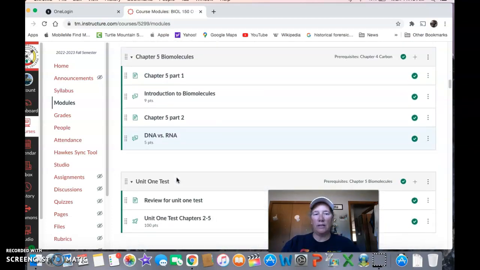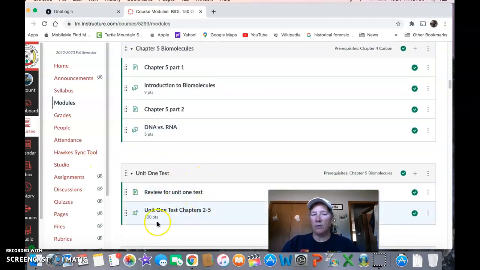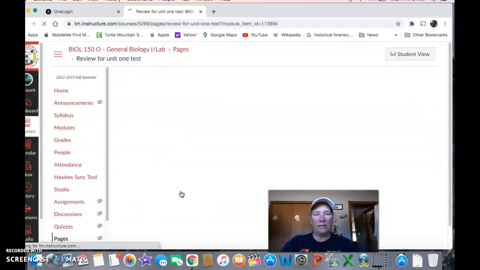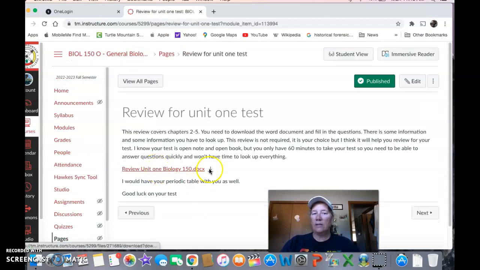And then when you get done, like here, the first unit test is the first few chapters. There will be a review sheet in here. It's not something you have to do. It's there for you, stuff to look up, whatever. And you'll notice you have 60 minutes to take your test. If you run out of time, what that probably means is you were trying to look every single thing up and you won't have time to finish. So keep that in mind when you're doing your test.